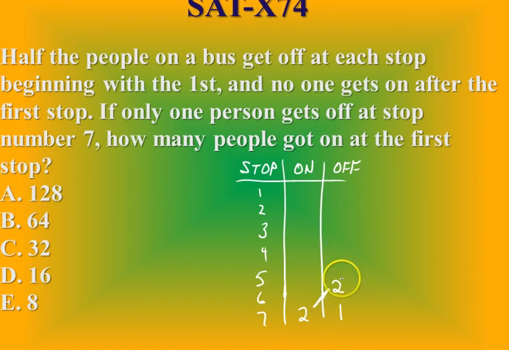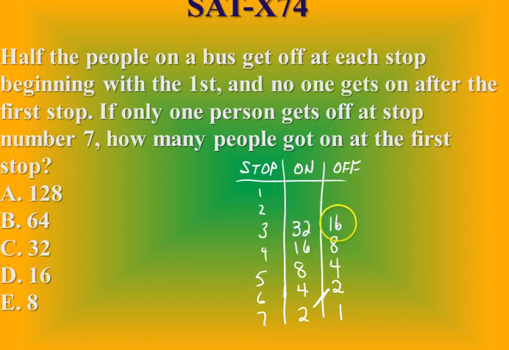And that 3rd column is the number of people that got off, which is always half the number of people that were on. So we work backwards. On the 6th stop, if 2 got off, then there were 4 on. And then we just transfer that 4 up there. 4 got off on the 5th stop, there were 8 on, and just working backwards. And we just keep going, following that same pattern.